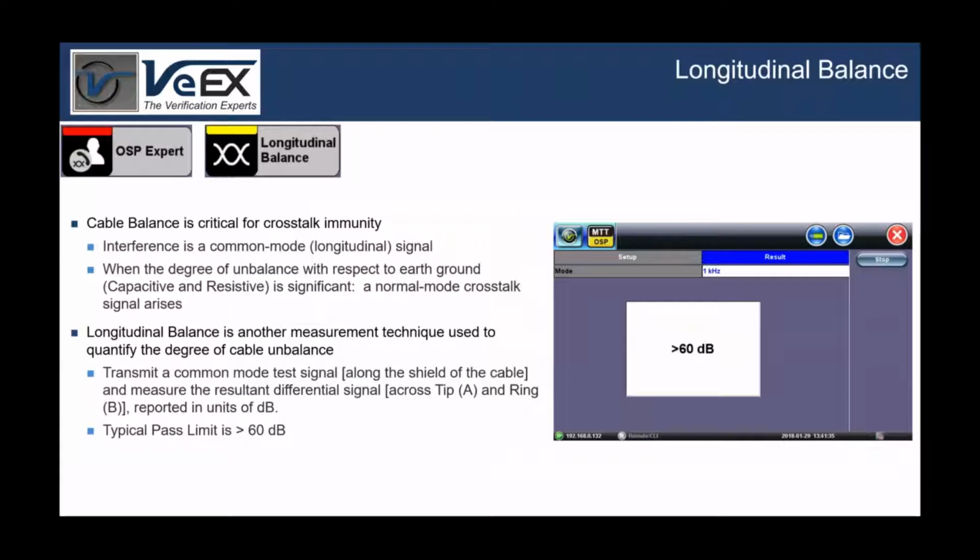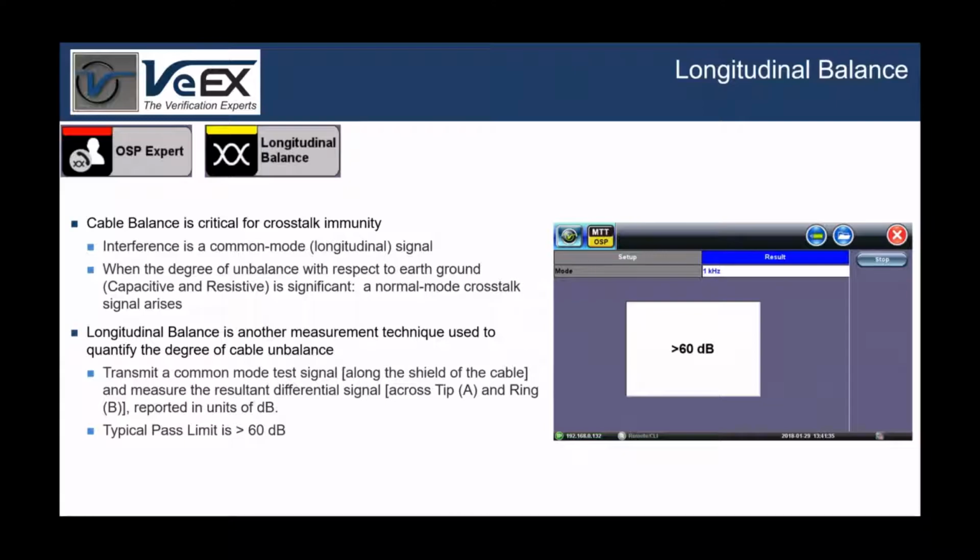The concept of cable balance is very critical for the copper pair's ability to be immune to crosstalk. Interference or noise is a common mode, or what they call a longitudinal signal. When there's enough degree of imbalance between tip and ring, for instance, capacitively and resistively, this can result in crosstalk arising for the copper pair.